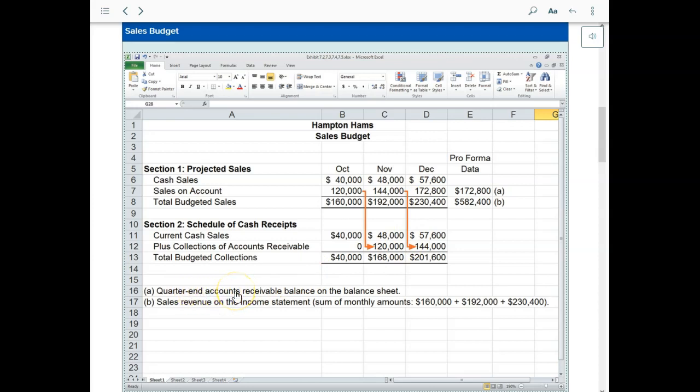quarter end, and maybe year end if they have a December 31st year end, accounts receivable balance on the balance sheet. So we're going to see this same number, sales on account in December, showing up as accounts receivable on the balance sheet at the end of December. And for the budgeted income statement, we're going to have all these sales here for total for the quarter on the income statement. So the sales budget is where you start with everything.